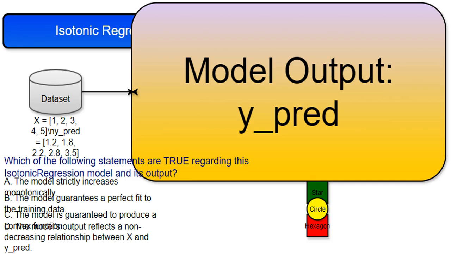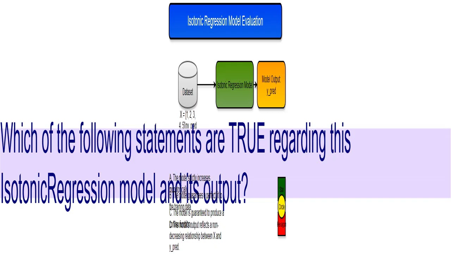The y_pred values are the outputs of the isotonic regression model. I'll be comparing these values to the input x values to assess if the model is monotonically increasing, perfectly fitting the data, or forming a convex function. It's all about understanding the patterns. I need to determine which statements about the model are correct based on the provided data. Let's see which statements hold true.